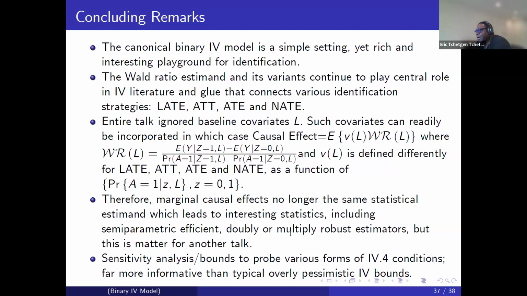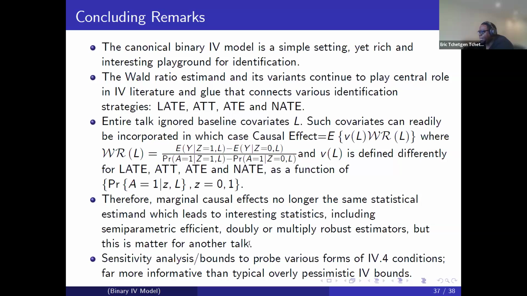The entire talk ignores baseline covariates. Such covariates can readily be incorporated, in which case the causal effects that I've discussed would become a weighted average of the covariate-specific Wald ratios. And this weight will depend on whether you're targeting the LATE, the ATT, the AT, or the NAT, which means that once you have covariates, you're no longer just estimating one quantity. These estimands will be different, and they have different challenges. Fortunately, although these marginal causal effects are no longer the same statistical estimand, that actually leads to interesting statistics problems. Those of you interested in semiparametric efficiency theory, the advent of doubly and multiply robust estimators, or name-it orthogonal estimators, is very feasible in this space for the various estimands, but that's a matter for another talk.